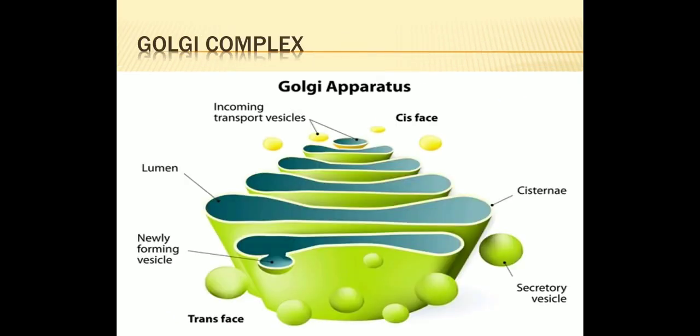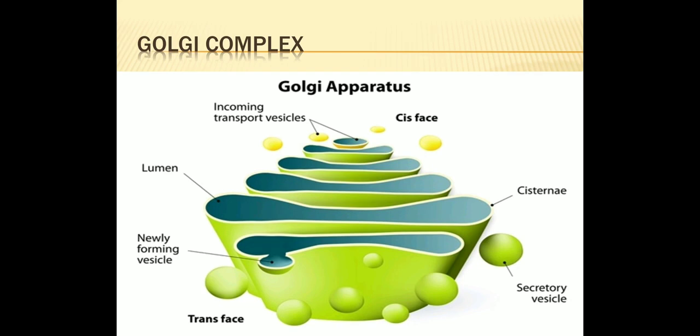It mainly consists of stacks of membranous sacs called cisternae. The diameter of cisternae varies from 0.5 to 1 micrometer. A cell may have few to several cisternae depending on its function. The thickness and molecular composition of the two membranes of a Golgi sac differ from each other. The Golgi sacs show specific orientation in the cell.